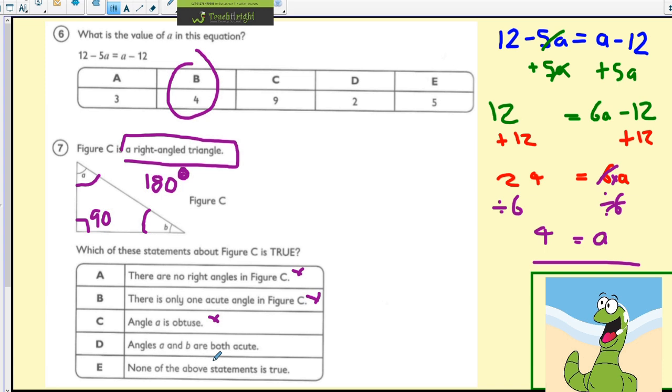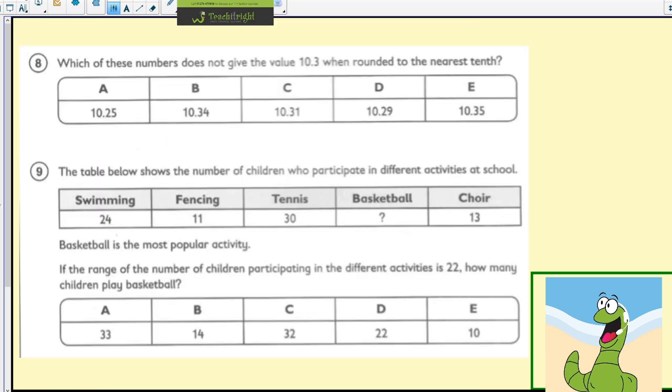Angles A and B are both acute, yes, because they both have to be less than 90. For example, this one could be 89, and this could be 1, and that would work. It wouldn't look anything like this particular triangle, but that could never be more than 90, because if it was, of course, it wouldn't work. It'd be a square. So I found my answer. Just to check, none of the above statements? Well, no, I found one that is.